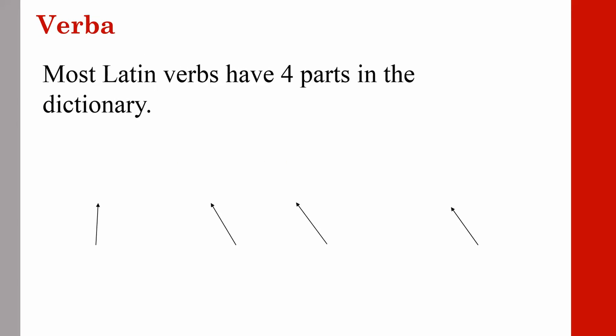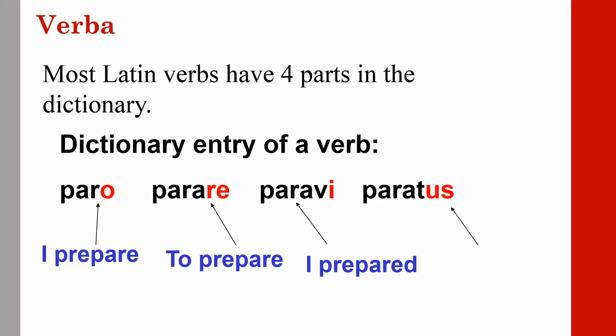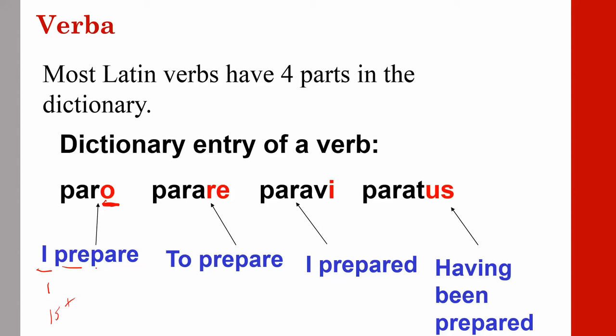So what does each of these 4 parts mean? Why do we have them, in other words? Well, each part means something slightly different. The first part of the verb, in this case paro, they always end in O, okay? And that is present tense first person. So first person being I, present tense happening now. So it's I whatever. In this case, I prepare. The second part of the verb will always end in RE, and that's what's called the infinitive. And it's also how we define the word, and it always says to whatever.